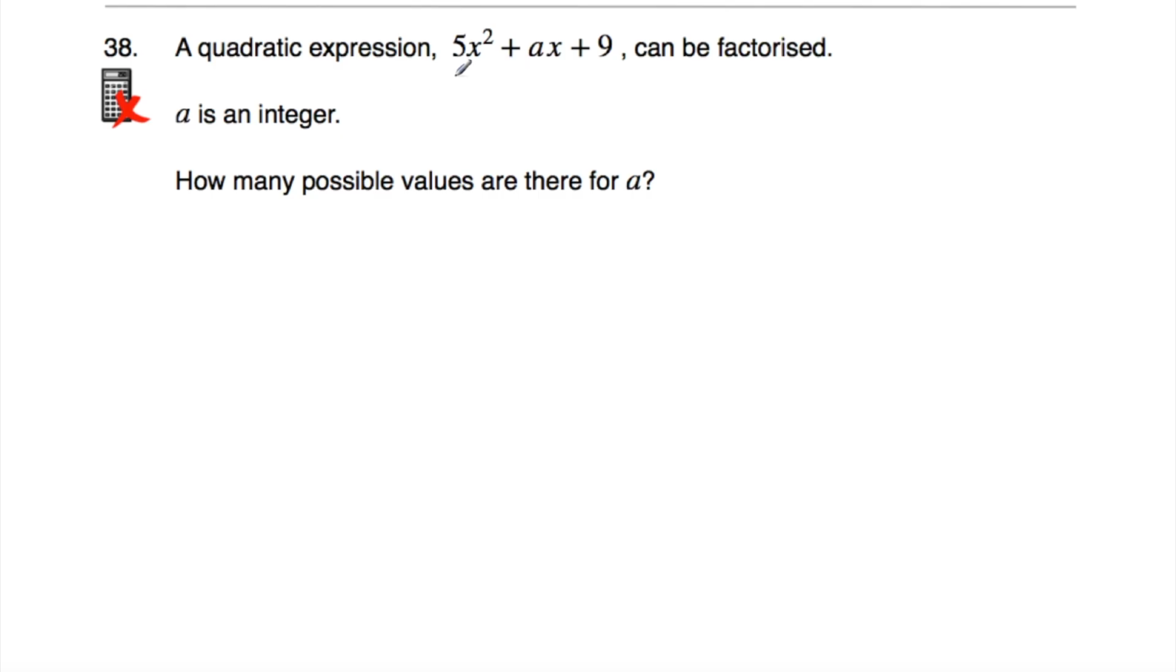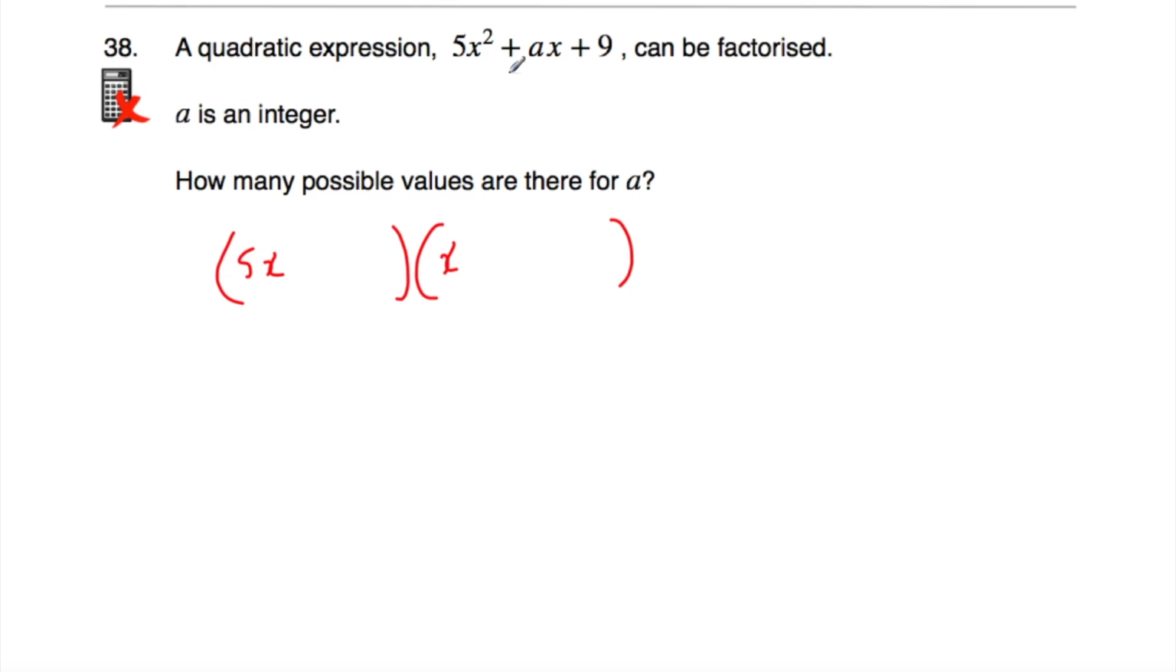Okay, so let's consider this. If we've got 5x squared, we know at the front of both brackets would have to be 5x and an x. That's our options for the front of the brackets. We'd have to have a 5x and an x, because if it's 5x squared, when we expand our brackets, that's the only possible option there. Okay, so now if we have a look at the number on the end, it's a 9. That means the numbers in the brackets here and here will have to times together to be 9.